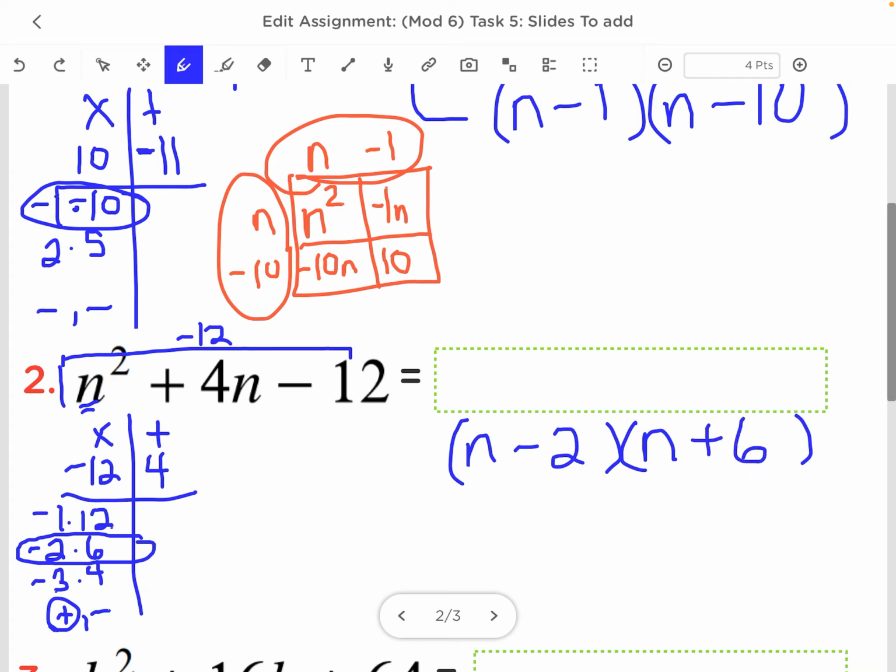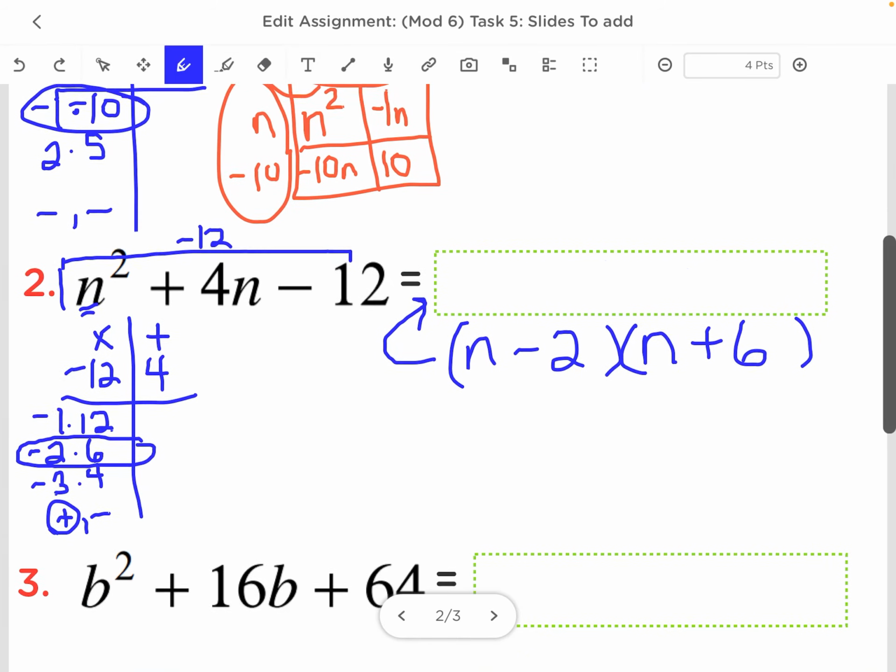Do the box if you don't trust me. It's going to work, I promise. So when we're all done, go back in and type that into your box to get your point there. We're going to do 2 more quick examples.